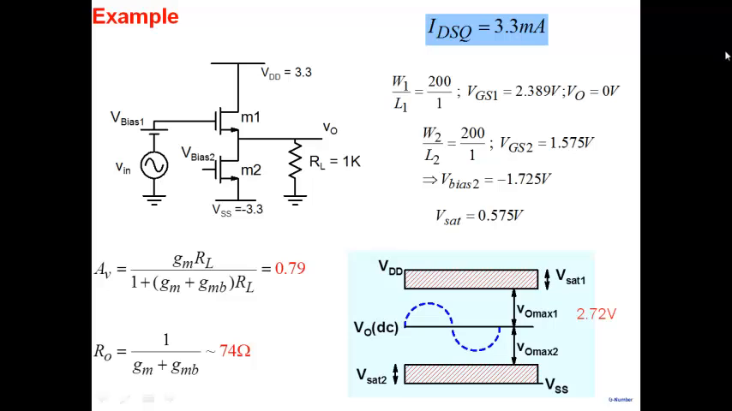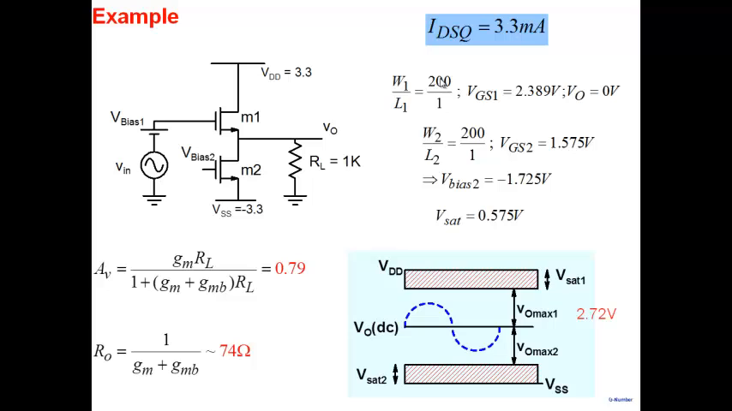Now, how do I get a larger swing, V0? Well, you get a larger swing by making V bias smaller. How do you make V bias smaller for the same current? You'll have to increase the size even more. From 200 by 1, maybe you'll have to make it 500 by 1, but you'll not gain much.